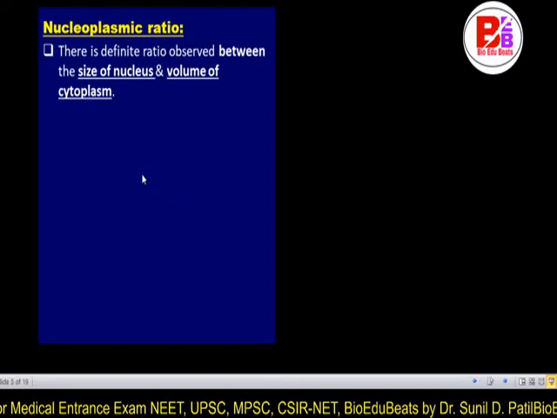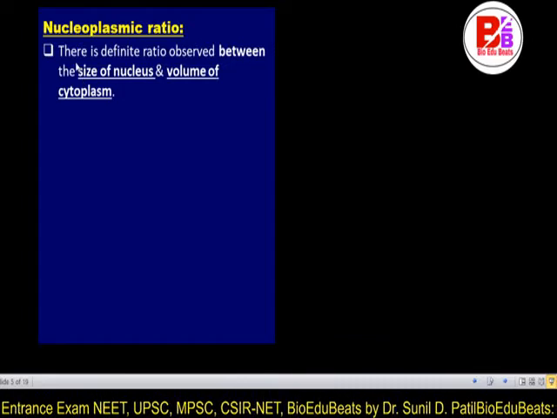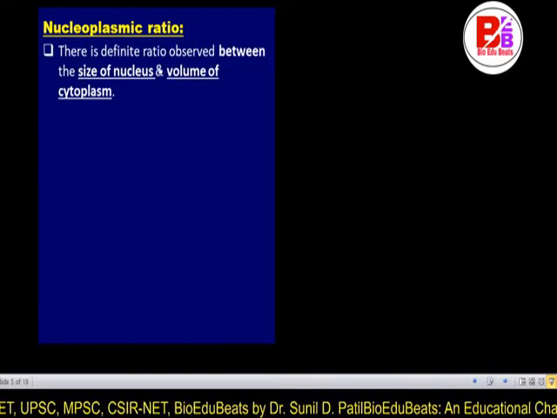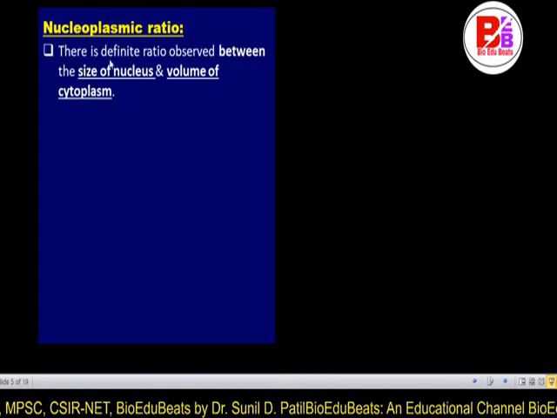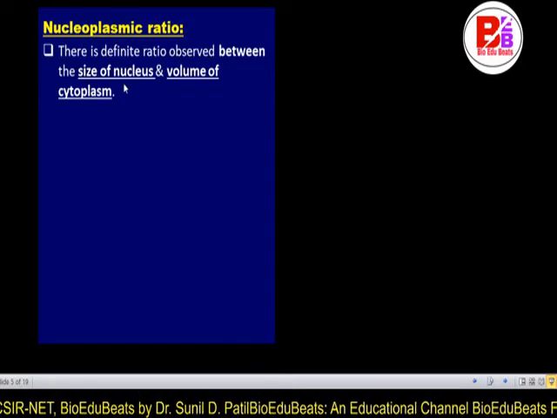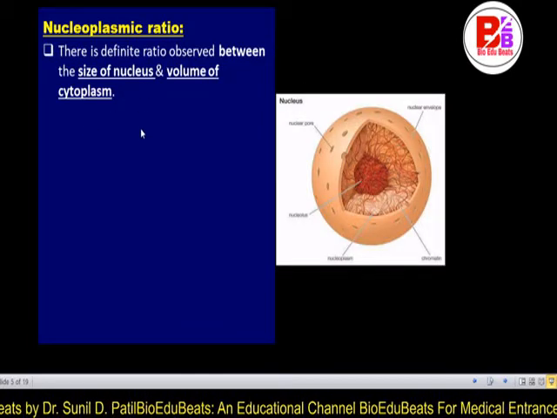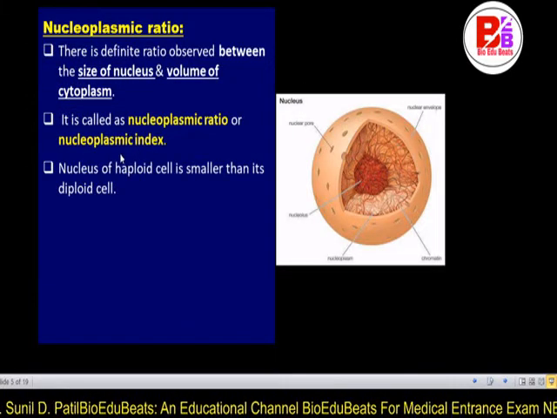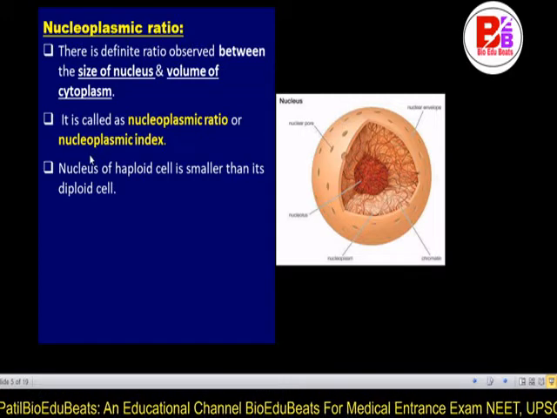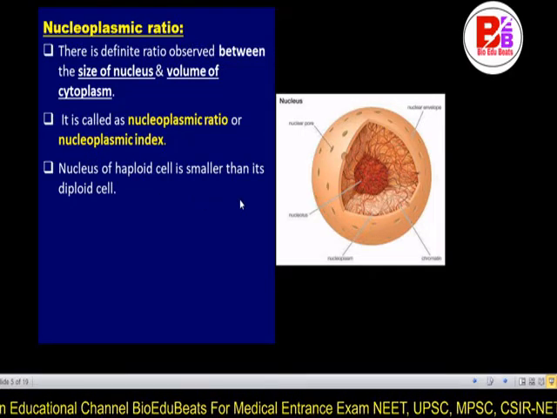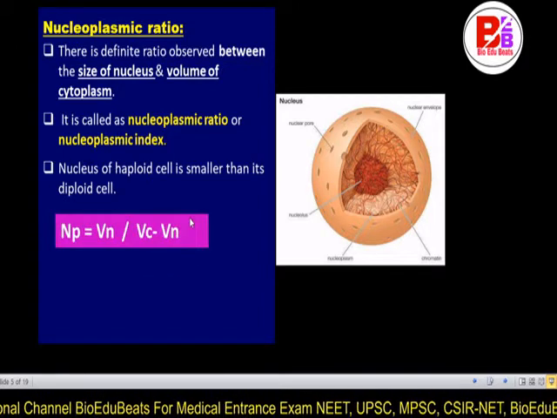The nucleoplasmic ratio: there is a definite ratio of the nucleus and its cytoplasm. So there is a definite ratio observed between the size of the nucleus and the volume of cytoplasm. It is called the nucleocytoplasmic ratio, or also the nucleoplasmic index. The nucleus of a haploid cell is smaller than the nucleus of a diploid cell.